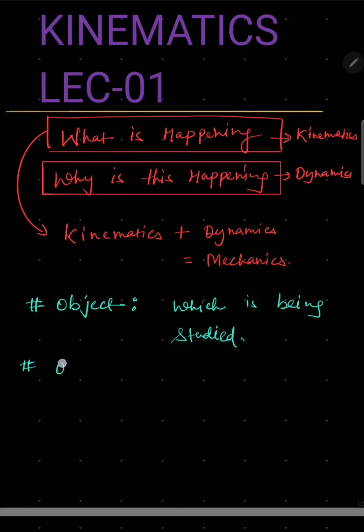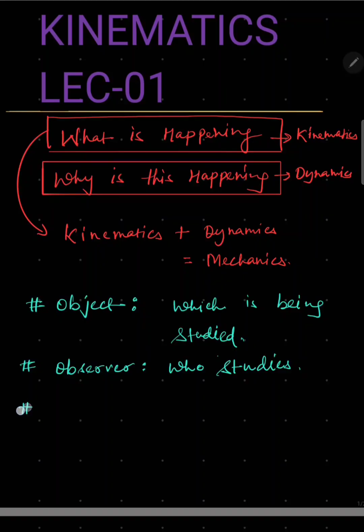Next term is observer. What is an observer? An observer is someone who studies. For example, if I am the person who is looking at a car moving on a road, then I am the observer and the car is the object.